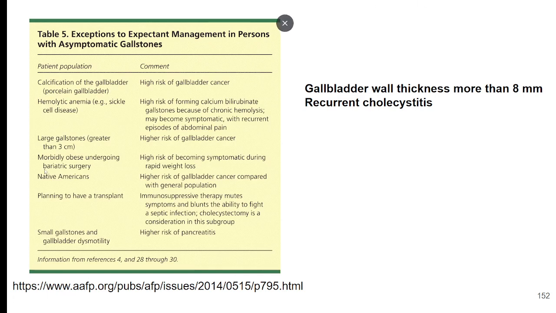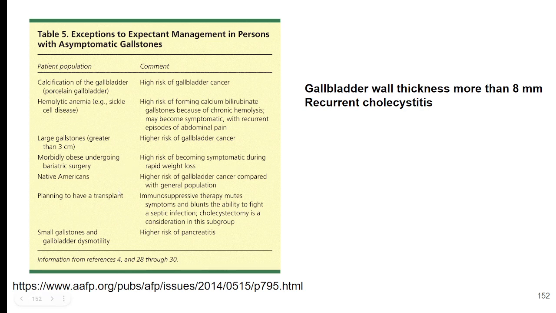And the exceptions for expectant management in persons with asymptomatic gallstones, this is what modern science would say, the standard guidelines for assessment. Whereas from my experience, with a gallbladder wall thickness of more than 8 mm, I would not prefer medical treatment, I would prefer to go for surgery. Recurrent cholecystitis, patients who have episodes of recurrent cholecystitis, is another indication of the limitations of medical treatment. Medical treatment would fail if these conditions are there. The other criteria would be calcification of the gallbladder, which we call a porcelain gallbladder, patients who have hemolytic anemia, and very large gallstones, more than 3 centimeters. These are inhibitory factors or exceptions for conservative management.